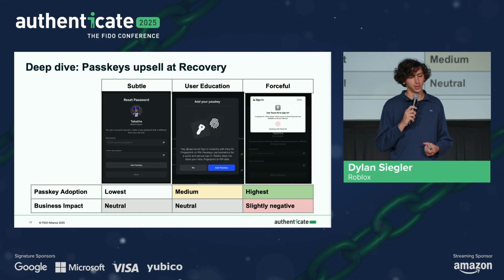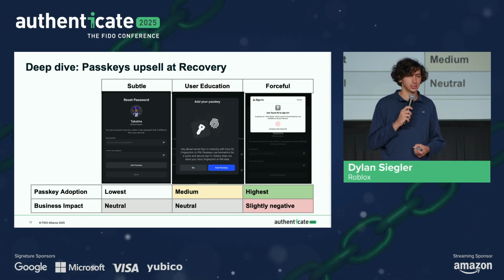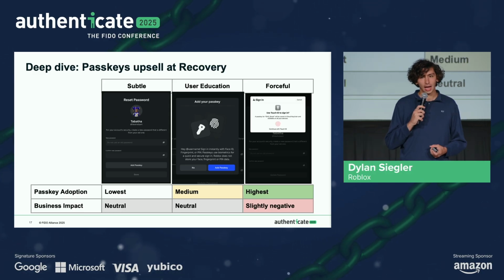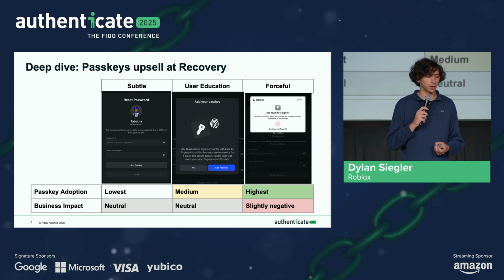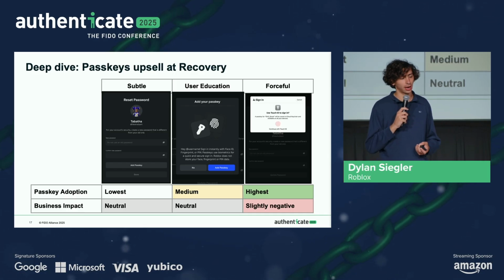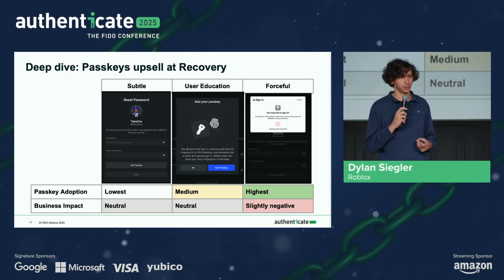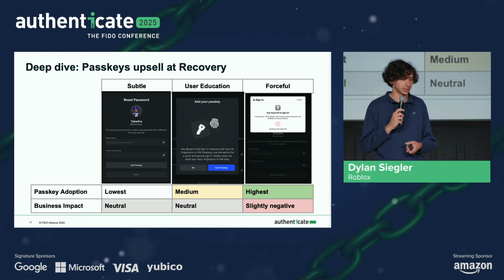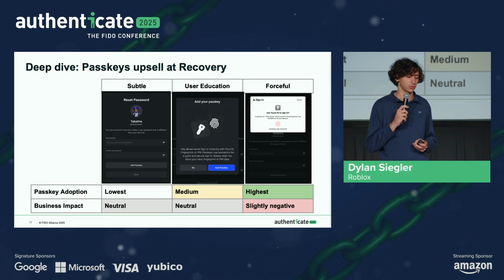So I want to deep dive a little bit into a recent A/B test that we ran for our account recovery flow, upselling passkeys there. The three screenshots that I'm showing here are three different variants that we ran. And these are all living in your traditional forgot password flow that we have for Roblox. And we have them labeled here. So the subtle variant adds an add passkey button to the account recovery flow. The middle variant, user education, shows a modal that has a bit of explanation about passkeys. The user can choose to decline or add a passkey. And then the forceful variant here simply throws the OS dialog in the user's face when they get to account recovery.